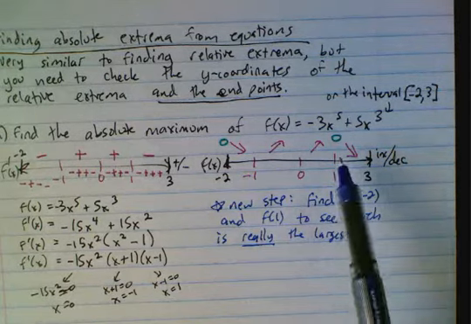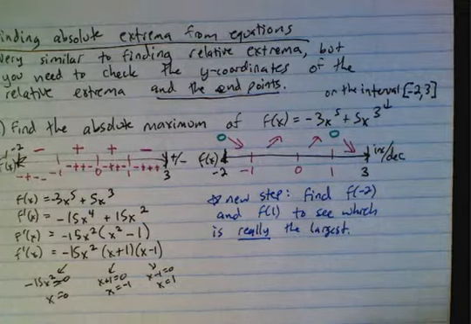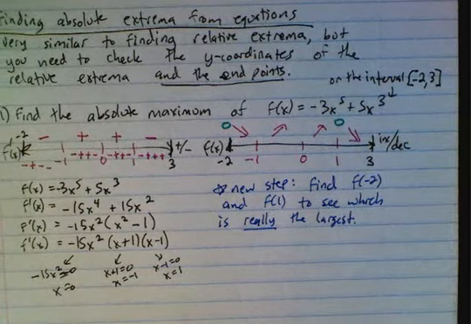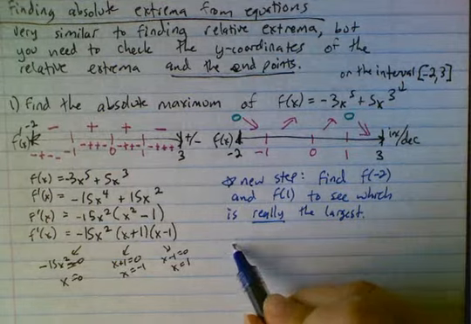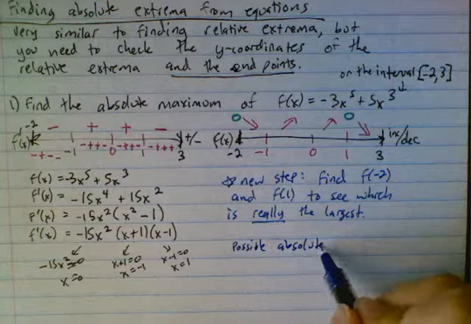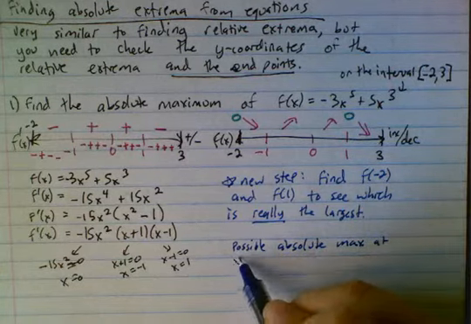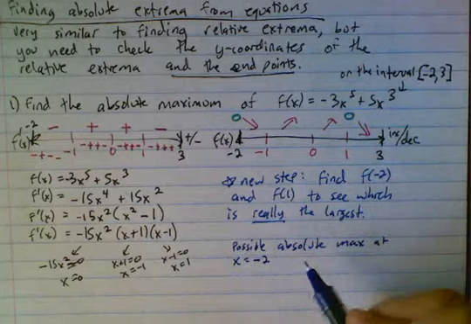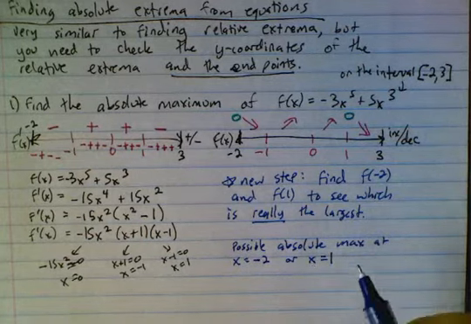We're going to find f of 1, and we're going to compare them to see which is really the largest. It's kind of as if these are in a little boasting match. I'm the maximum. I'm the maximum. No. Well, let's check and see. So we have a possible absolute maximum at x equals -2 or x equals 1.